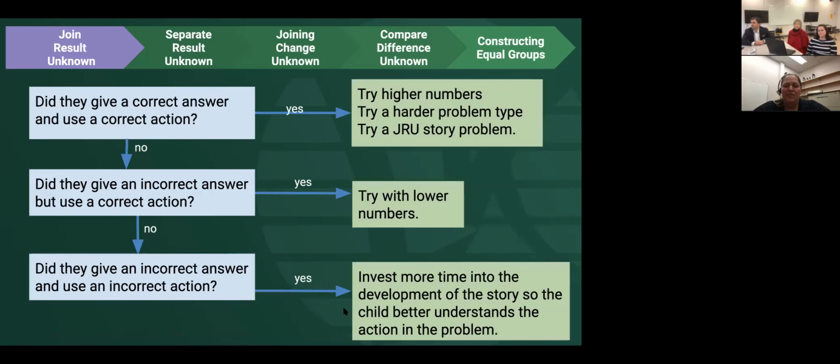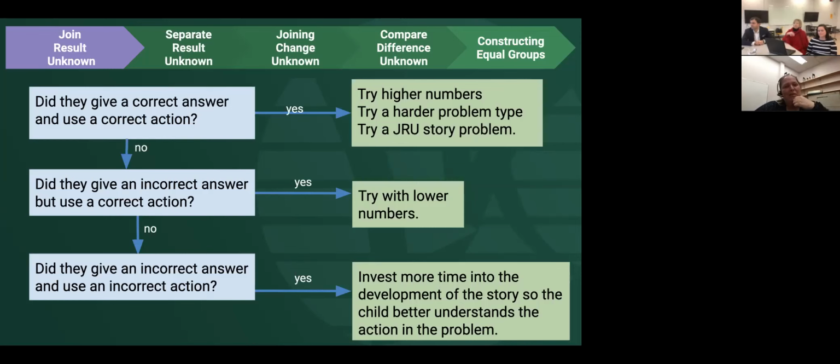If that's them, then one of the key things to do is to invest a little bit more time developing the story so the child understands it better. In the case of working through play, it would be about trying to find the child interacting in a situation that's a little more conducive to the join result unknown question. Instead of it coming out of the blue and not being related to how they're actually playing or thinking about those objects, it would make more sense if it was tied into the actual context. I don't know if that makes sense to you, Jen.